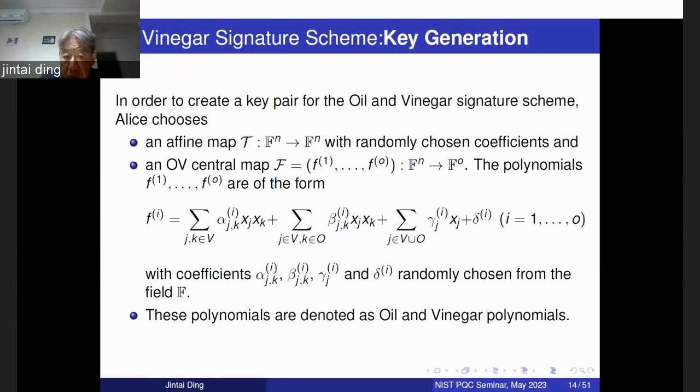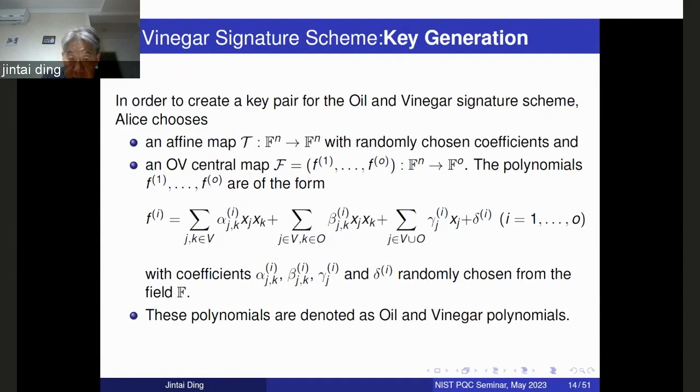Second, she will choose what is called the oil vinegar central map F, which consists of F1 to Fo, o quadratic polynomials, which can also be viewed as a map from F^n to F^o. Clearly here n is equal to o plus v, therefore it is a map from a bigger space to a smaller space. The polynomials F1 to Fo are in the following form: Fi equals the summation over j, k belonging to V of alpha_ijk x_j x_k, plus the summation with j from V and k from O of beta_ijk x_j x_k, plus linear terms.